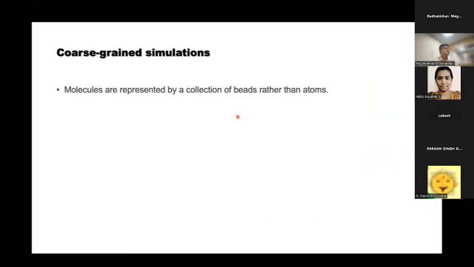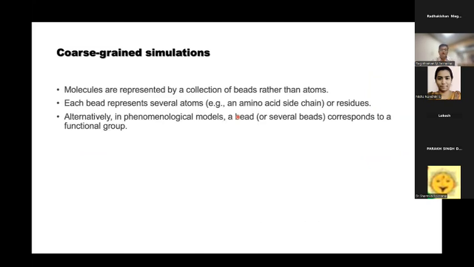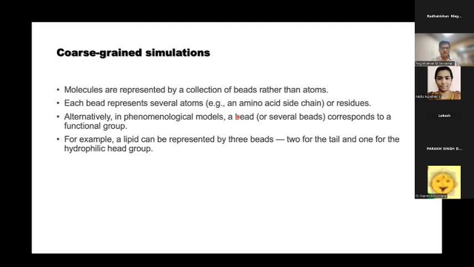Okay, so coarse grain simulations: imagine that instead of atoms, you have one residue represented as a bead. So we have a bunch of beads rather than atoms. Each bead represents many atoms. Or you can have the functional group as a bead and the rest as atoms, a hybrid approach.